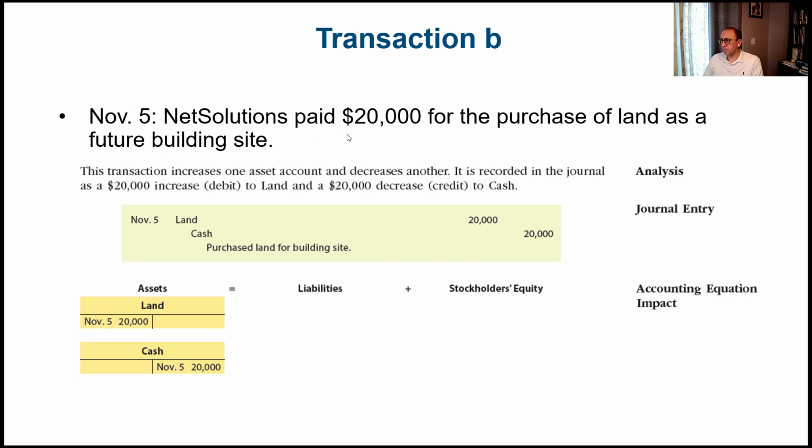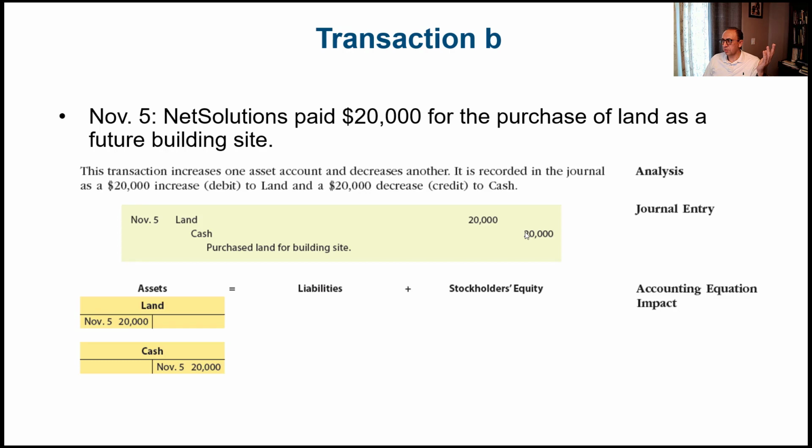They say, hey, here, paid. So since we paid, cash is going down, and cash is also another asset. Assets, when they go down, they go on the credit side. So you see here, these two T accounts, we have the land and we have cash. Land is debited for $20,000, cash is credited for $20,000. So how we record the journal entry, November 5th, which is the date. We debit land, we credit cash, and we write this brief note, purchasing land for building site. So we debit land for $20,000, we credit cash for $20,000.